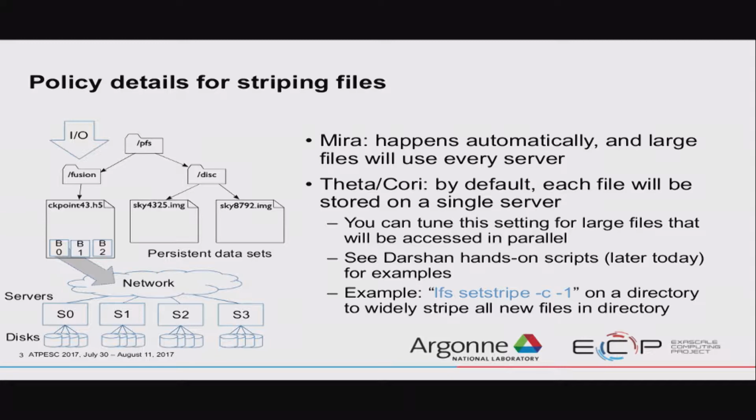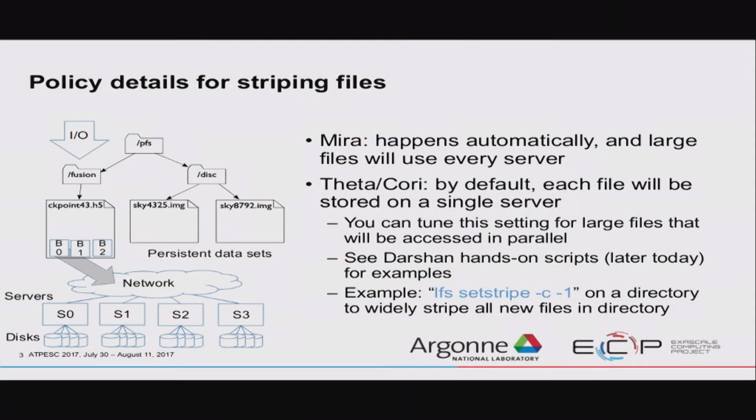On the Cray systems, Theta and Cori, if you don't tell it any better, it's going to take every file and put it on exactly one server. This is good if you're making lots of files because each file will get its own dedicated server that it's going to reside on. If you have one big data set, that's not great because you're not taking advantage of all these other servers that are out there. So this is a tunable. They just have to pick one way or the other as the default. So you need to be aware of that. It may be a good default for you, it may not.